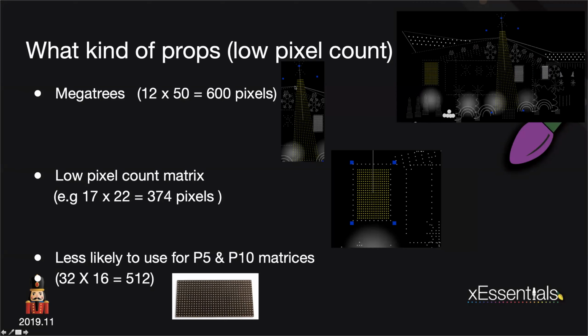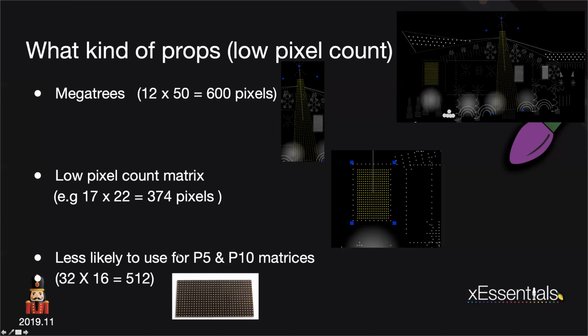Mine is only 12 by 50, so I've got 12 strips across, and these are strips going up, so they have 50 pixels. So I've just got 600 pixels, which is not a lot to work with. Last year I put a matrix on each window, and these are even smaller. I think my biggest one is 20 by 22, the smallest one is 17 by 22. So I'm dealing with really 374 pixels.